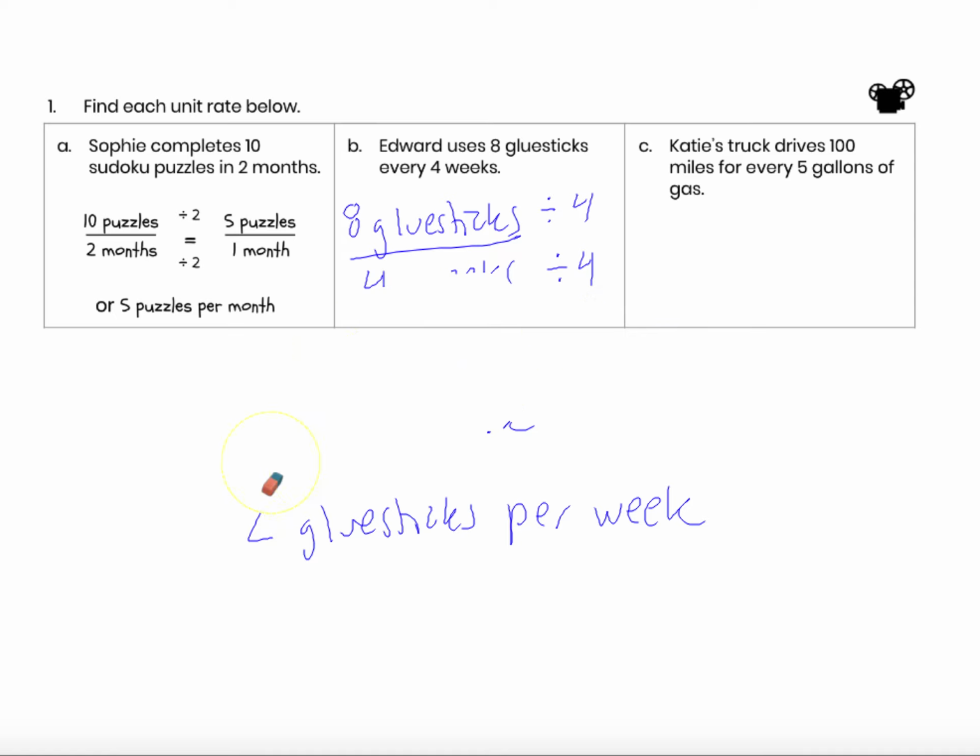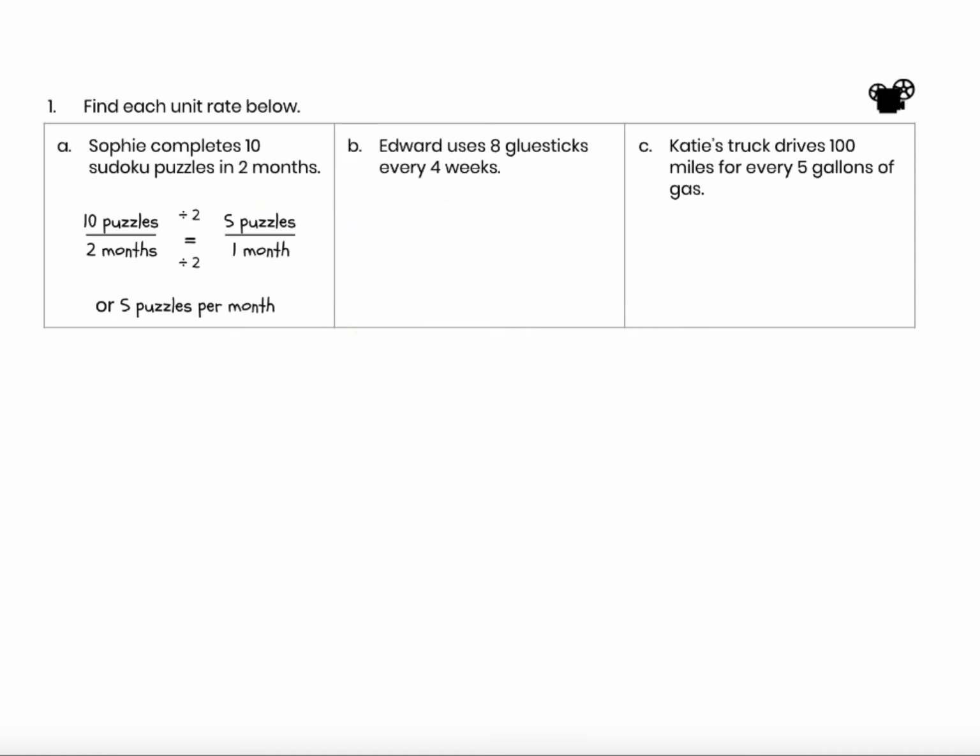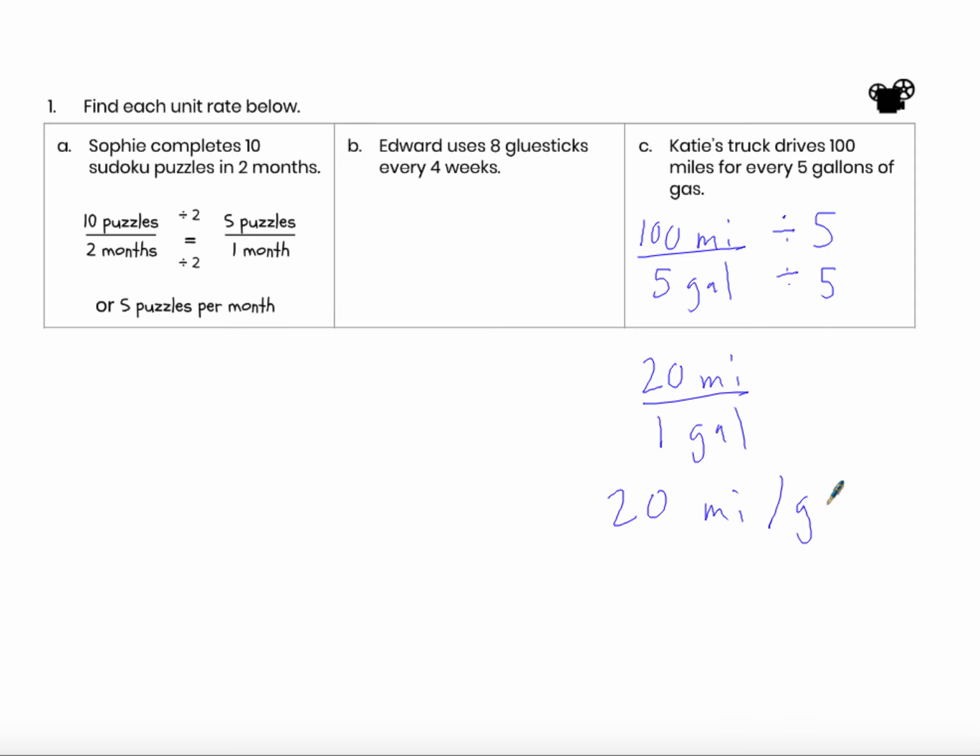Let us look at Katie. Katie is driving 100 miles for every 5 gallons. So I'm going to go ahead and abbreviate that. 100 miles in 5 gallons. What are we dividing by? Dividing by the denominator. So she's driving 20 miles for every 1 gallon. 20 miles per gallon. I'm going to go ahead and keep going with the next few examples because there's just some different situations. If you think you're ready, just go ahead and do the bottom of this worksheet by yourself and then check with the key.